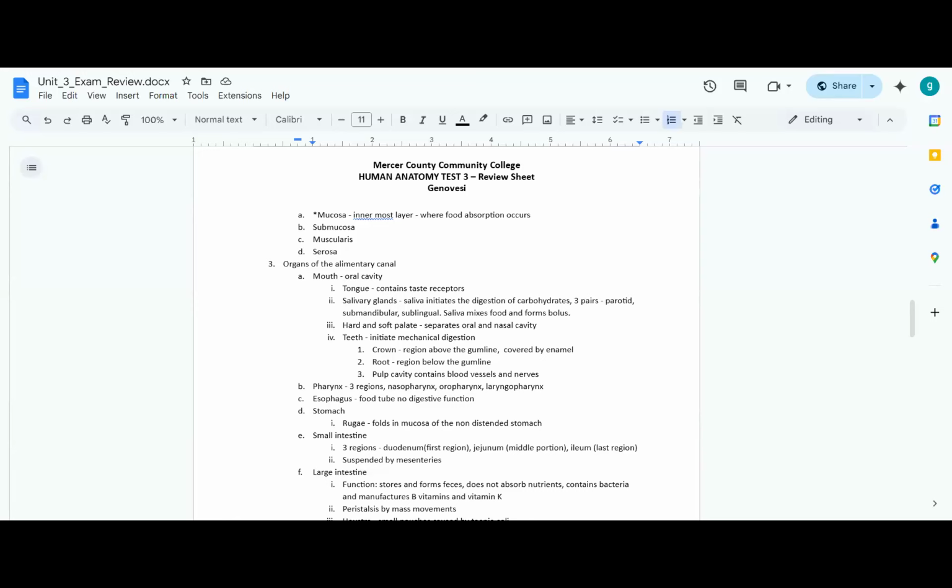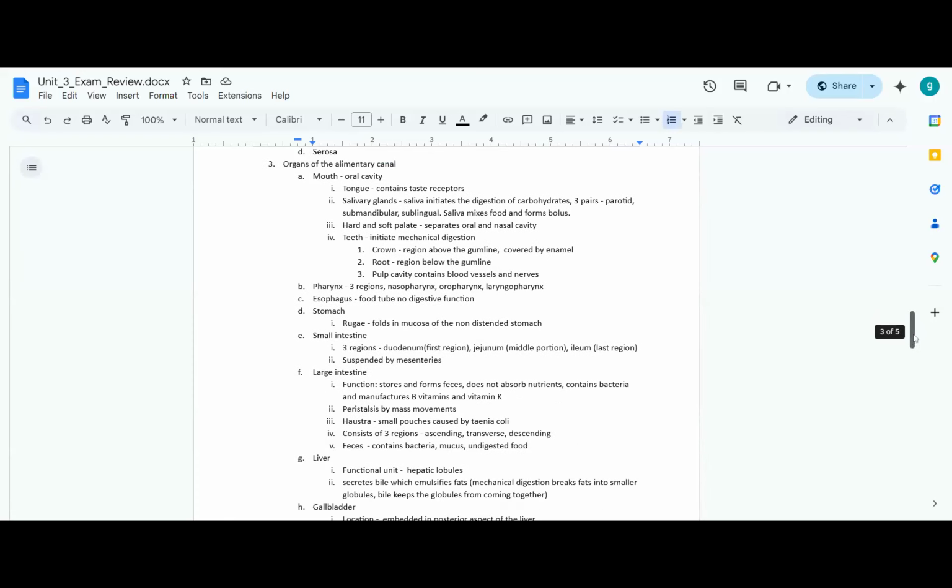All right, the mouth, or your oral cavity. Remember, your tongue has your taste receptors, the salivary glands initiating carbohydrate digestion. We looked at these in lab, the three pairs: parotid, submandibular, and sublingual salivary glands. Your food, when mixed with saliva, forms a ball called bolus.